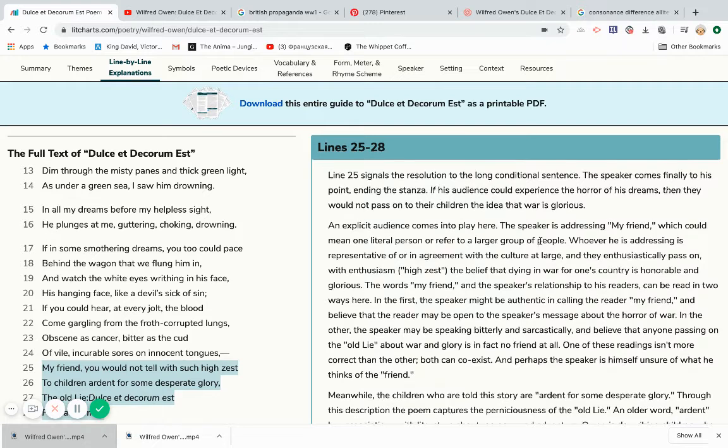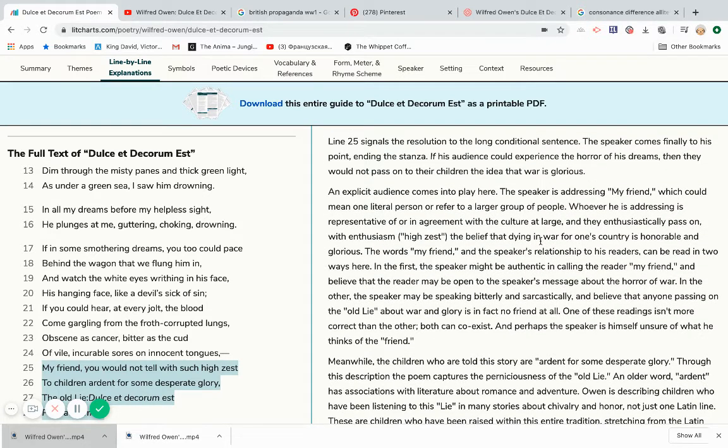Line 25 signals the resolution to the long conditional sentence. If you could do this, if you could imagine that, if you could see what I have seen. The speaker comes finally to his point, ending the stanza. If his audience could experience the horror of his dreams, then they would not pass on to their children the idea that war is glorious.